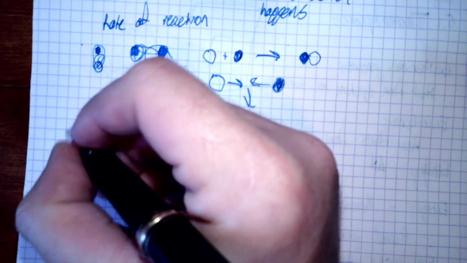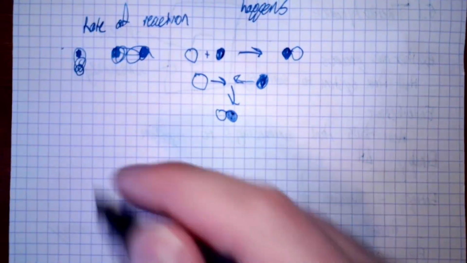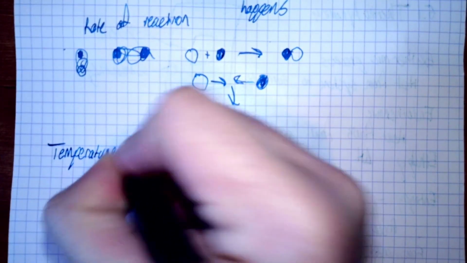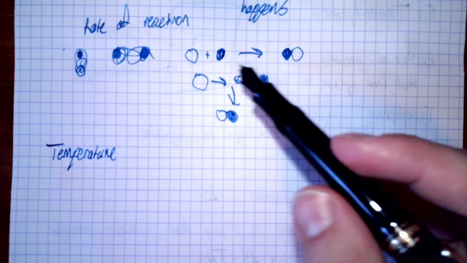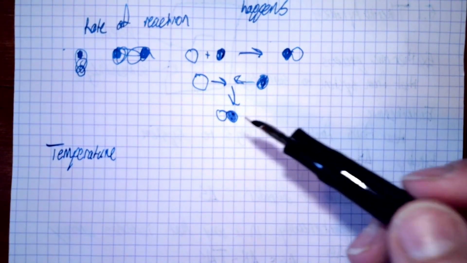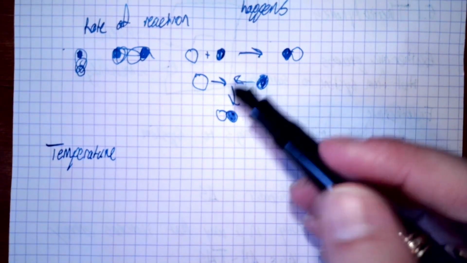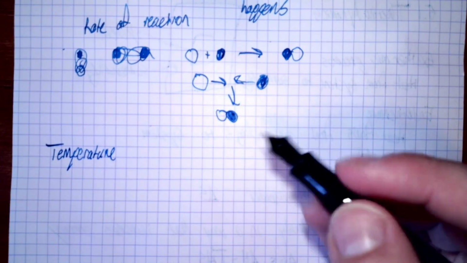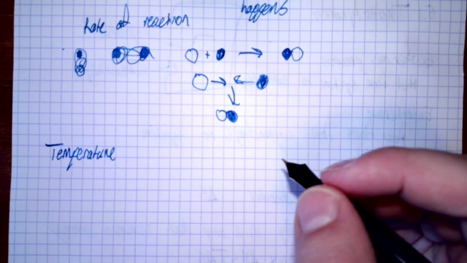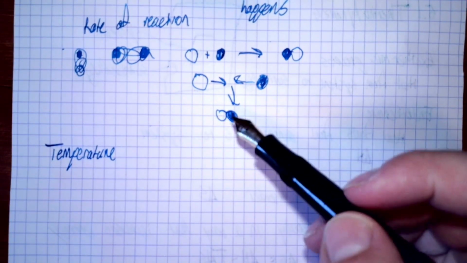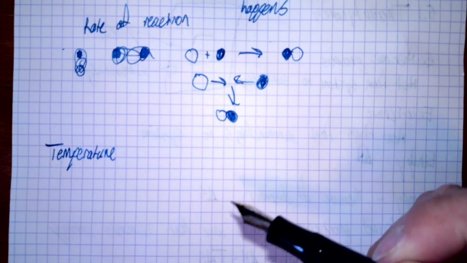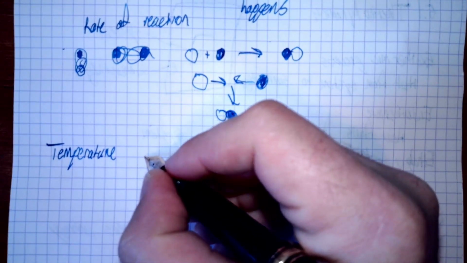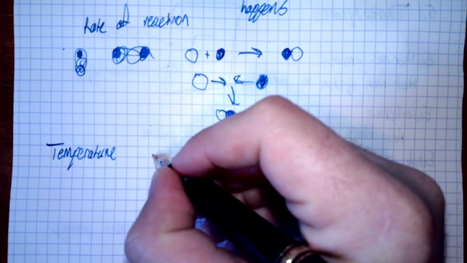Alright, so first thing is temperature. Okay, we increase the temperature, what happens to molecular motion? So, first of all, in general, we get more molecular motion. The molecules are moving faster, which means that they're moving with more energy, and they're moving more. So, if we increase the temperature, collisions are more likely to happen. When collisions happen, they happen with higher energy. So, as we increase the temperature, the rate of reaction also increases.